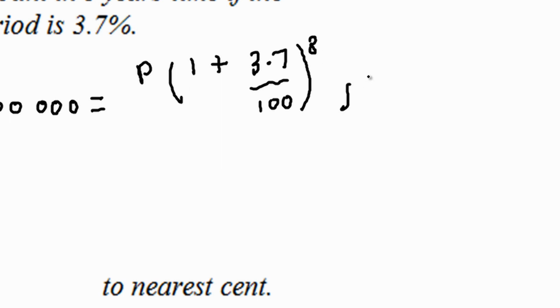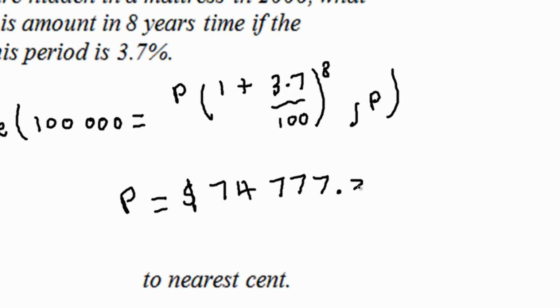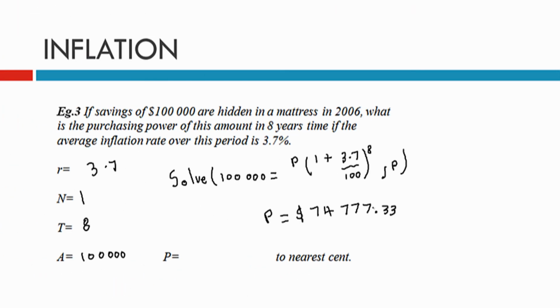And guess what, Mr. Dinatale? We're solving for P. Close our bracket, and we end up getting that $100,000 in 8 years' time is worth how much? $74,777.33. So guys, is it worth keeping your money under your bed or hidden in your sock drawer or left in your wallet? I don't think so.